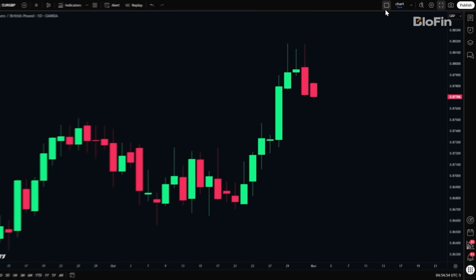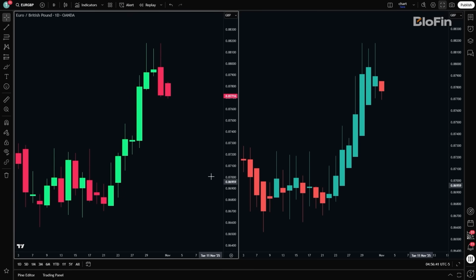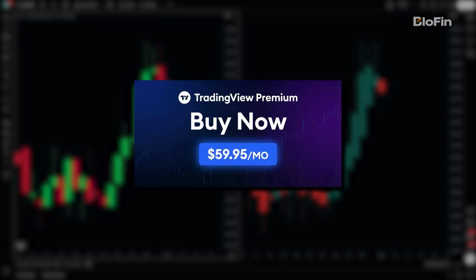That's why when trading the Heikin Ashi, I like to have a side-by-side chart view like this, so I can see both the real price and the Heikin Ashi at the same time. However, this side-by-side chart feature is only available in the paid version of TradingView.